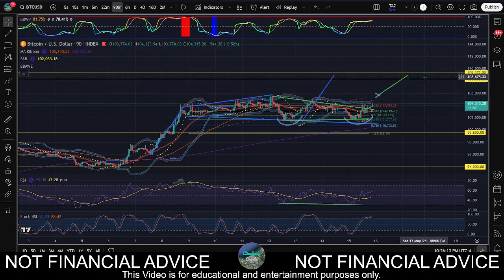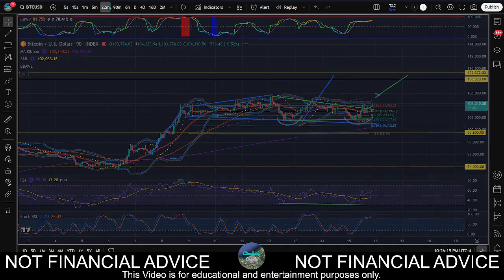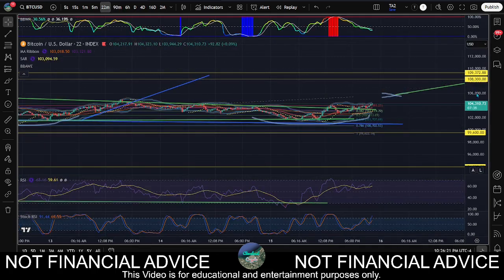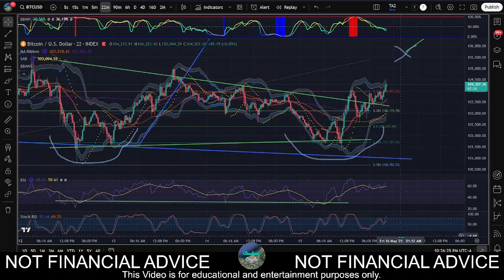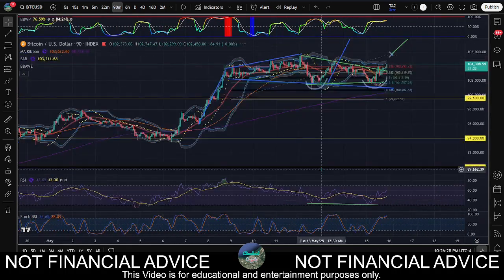Yeah, mostly bullish. A little bearish with that RSI, with the Stokes being overbought. Let's take a look at the 22 just to see where it's kind of pointing. Stokes are overbought there as well. And one more thing I wanted to show you.